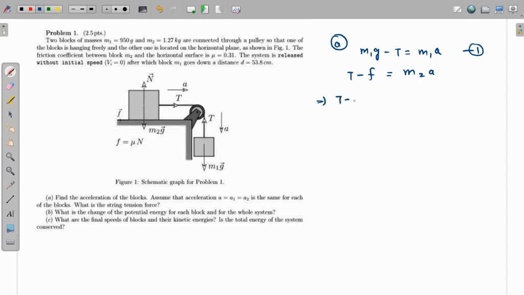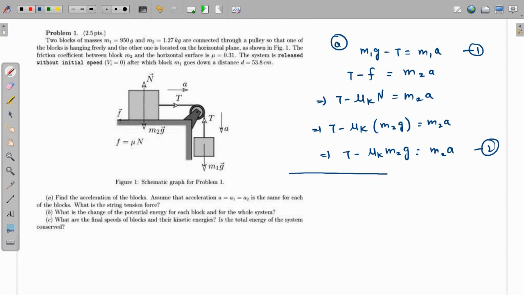So we know that friction is nothing but mu k times the normal reaction, or let's call it N, since they are represented by N over here. The value of the normal reaction is nothing but m2 times g. So this comes out as T minus mu k m2 g is equal to m2a. Let's call it equation 2. If we add equation 1 and equation 2, the minus T and plus T will cancel. So we'd be left with m1 g minus mu k m2 g is equal to (m1 plus m2) times a.